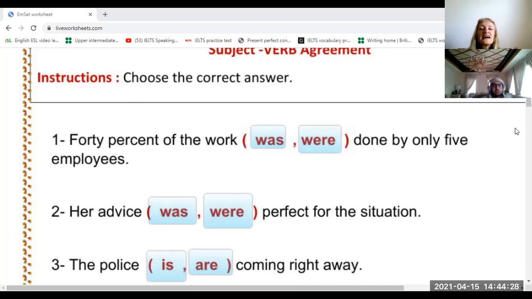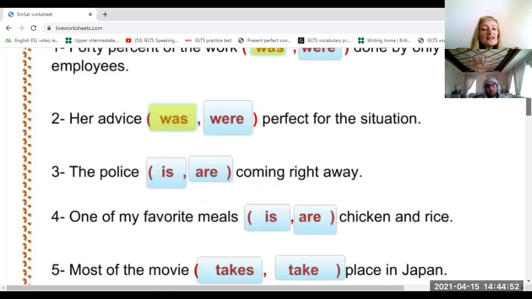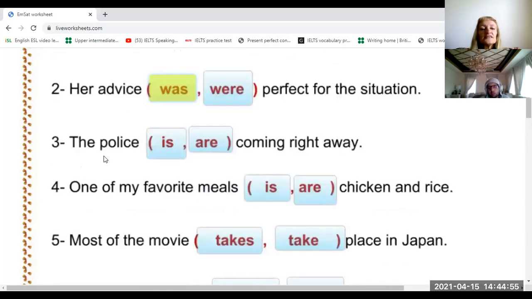That's great. So, have a think about this and see if it is was or were. Was. The first one was was. The sentence was done. Okay. And her advice was perfect for the situation. And then number three. The police are coming. Number four.